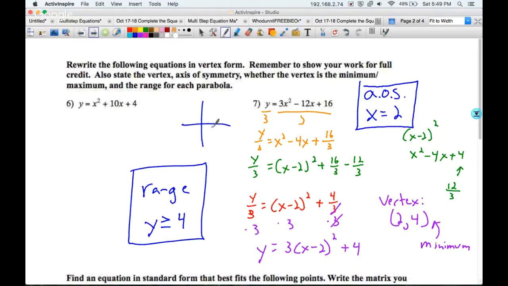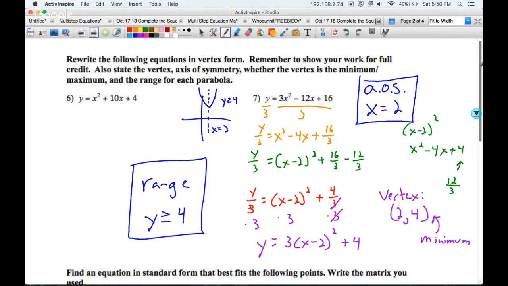And for good measure, we'll just sketch this using all that information. So (2, 4), opening up. There's our axis of symmetry at x equals 2. And the y values, you can see the lowest the y values go is 4. So it's y is greater than or equal to 4. Every point's y value is bigger than or equal to 4.